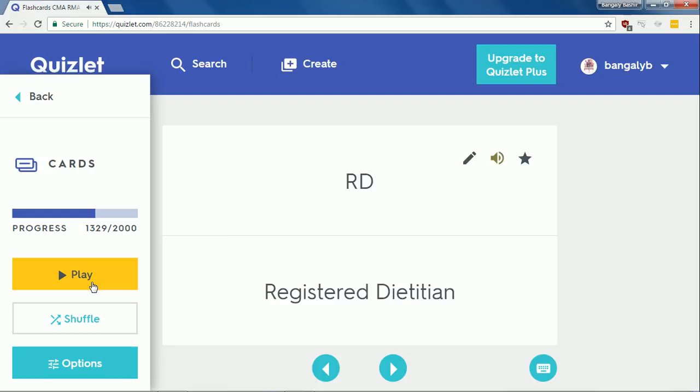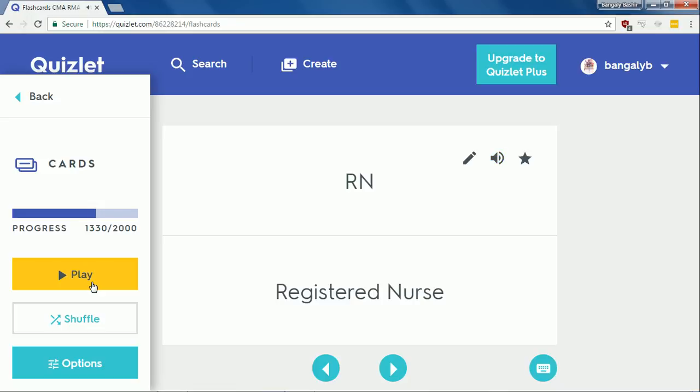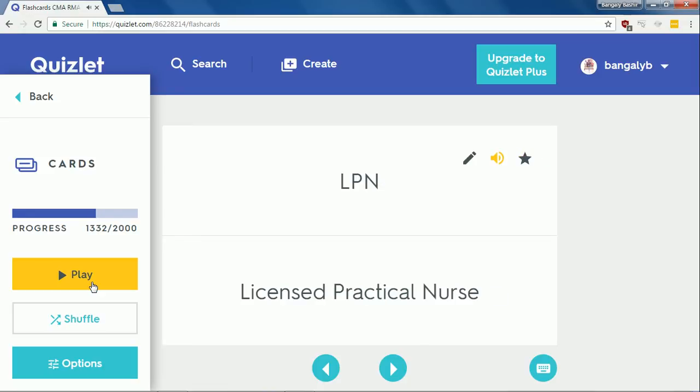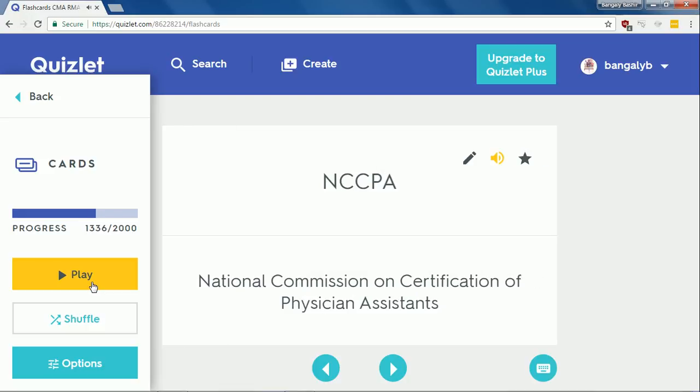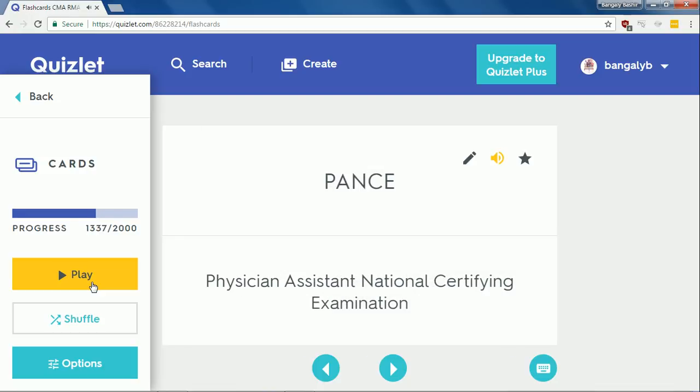RD, Registered Dietitian. RN, Registered Nurse. NCLEX-RN, National Council Licensure Examination. LPN, Licensed Practical Nurse. NP, Nurse Practitioner. ARNP, Advanced Registered Nurse Practitioner. PA, Physician Assistant. NCCPA, National Commission on Certification of Physician Assistants. PANCE, Physician Assistant National Certifying Examination.